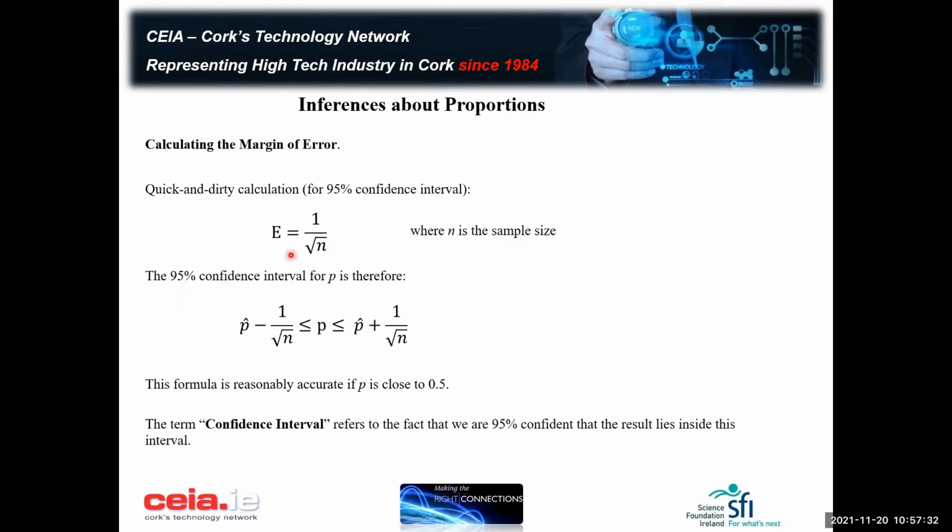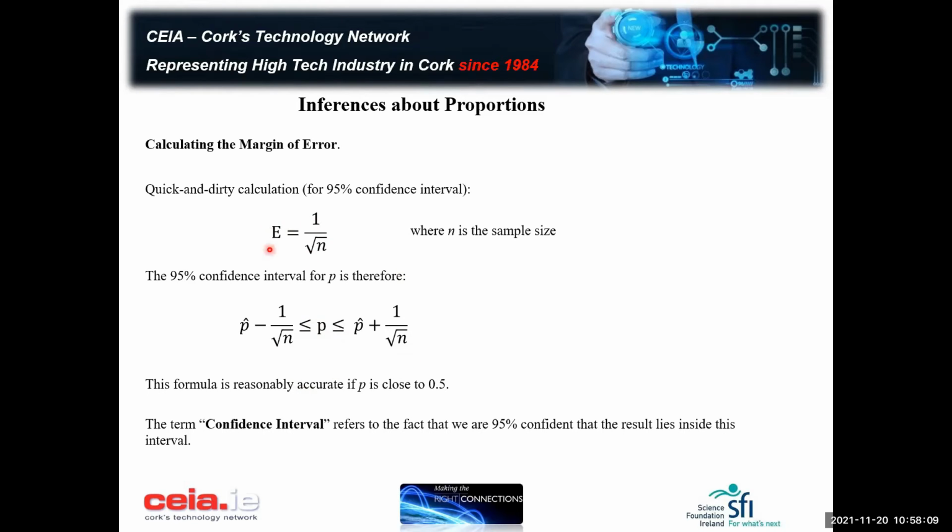And because this is the margin of error, the range of values of p lies between your measured proportion minus this margin of error and the measured proportion plus the margin of error. And this is called an interval. The distance between this lower value and this upper value is the interval, the range over which you would expect p to lie.